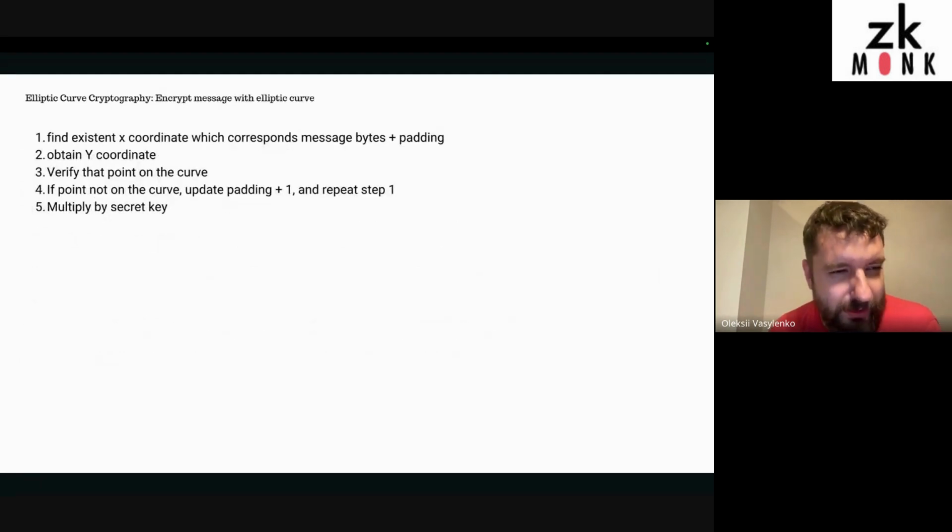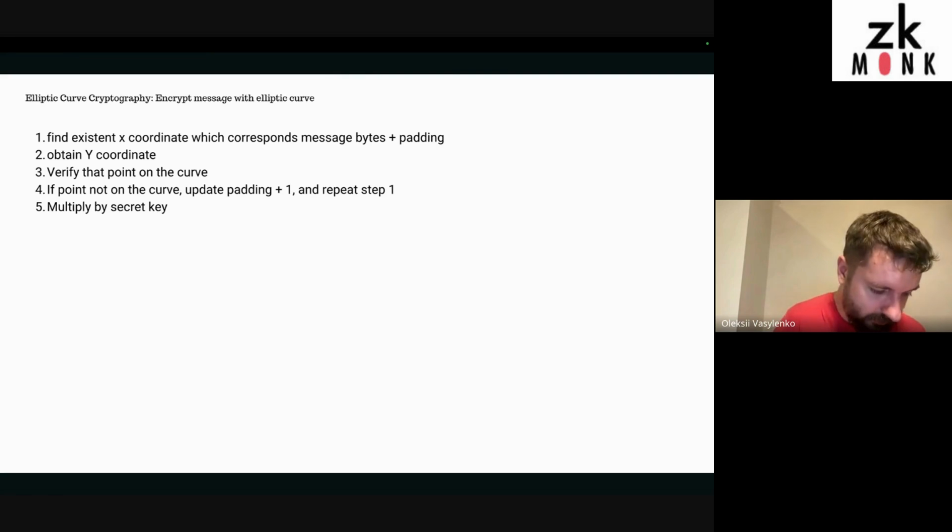How does encryption of a message work in the simplest way for an elliptic curve? You have a message, a set of bytes, for instance 255 bits of message. With secp256, you can encode only 255 bits, not bytes, sorry, bits.